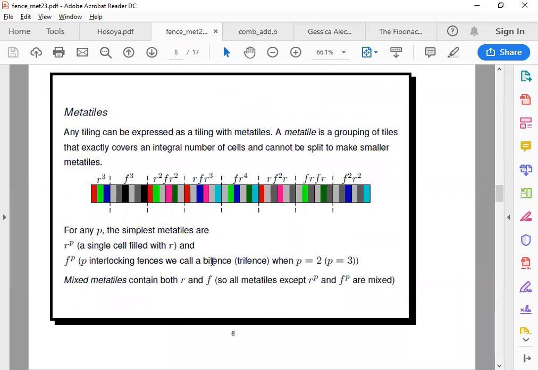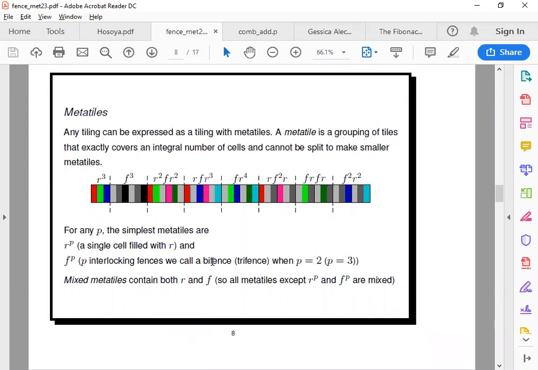So the key to counting when we're tiling with fences and rectangles is that any tiling of an N board can be represented as a tiling using meta tiles. A meta tile is a collection of tiles which covers a whole number of cells with no gaps. Another property is that a meta tile is minimal, in the sense you can't split it into more than one meta tile.